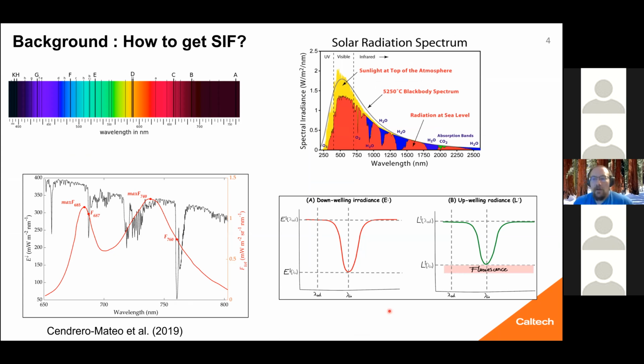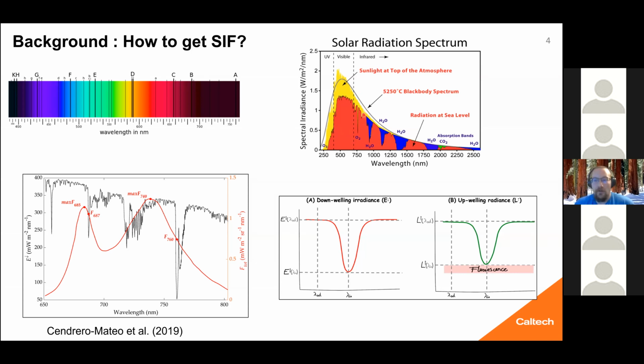So how do we get SIF? We basically retrieve it from the radiance that we measure being reflected from Earth's surface. So the incoming light from the sun, if you look at this right figure, this black line is a perfect black body spectrum, and this yellow is sunlight at the top of the atmosphere. Now there are gases and elements in the atmosphere that absorb this sunlight, and we call these absorption bands. And this red area under the curve illustrates what we see at Earth's surface.